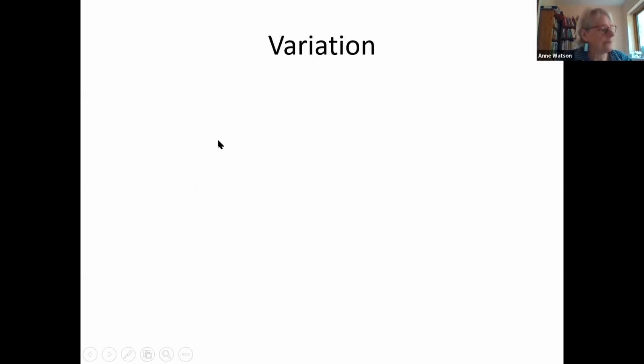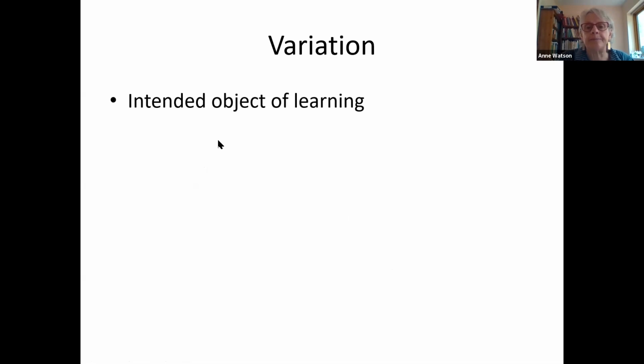Variation is a word that's around at the moment that's been complexified with lots of meanings and lots of writing, but is actually a very simple idea, which is at the heart of mathematics and therefore could be at the heart of the teaching of mathematics.